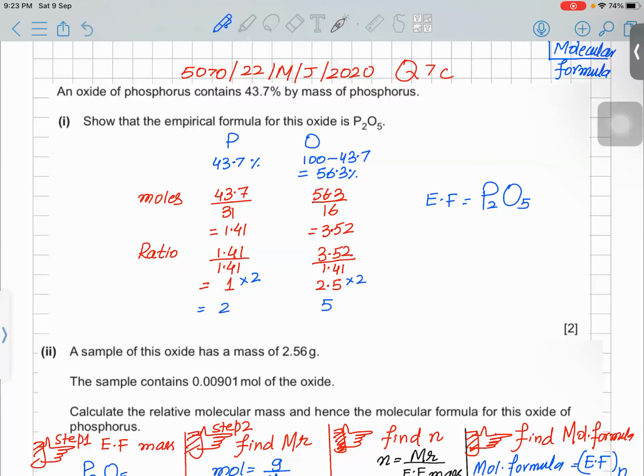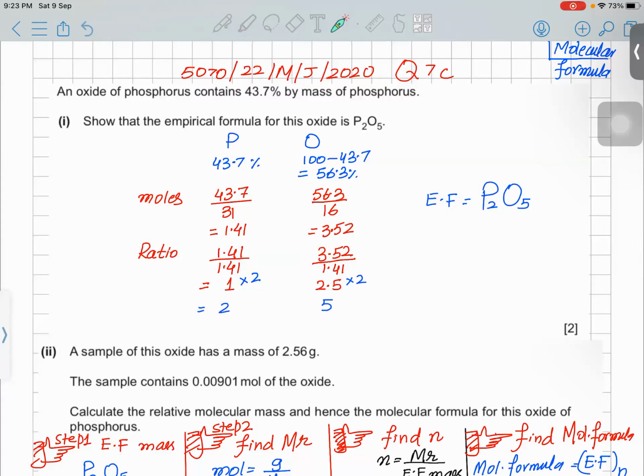Sir, I have a doubt. In step 2, when finding MR, you only use it for the oxide sample, meaning the whole thing, even phosphorus and also oxygen. Yes, you are right.